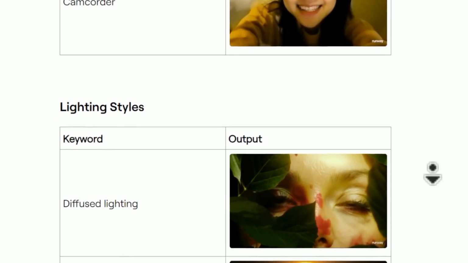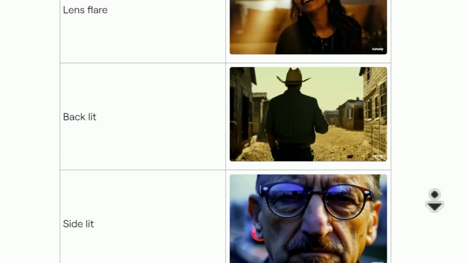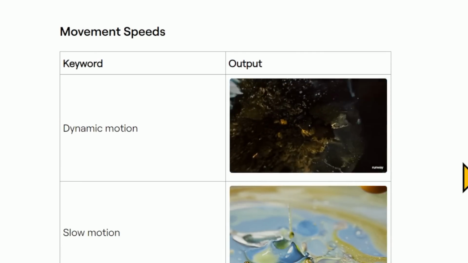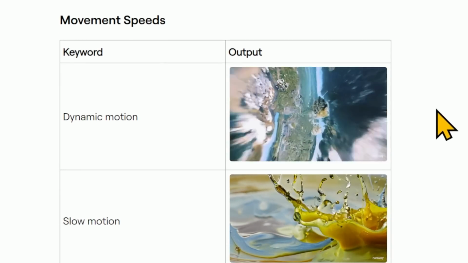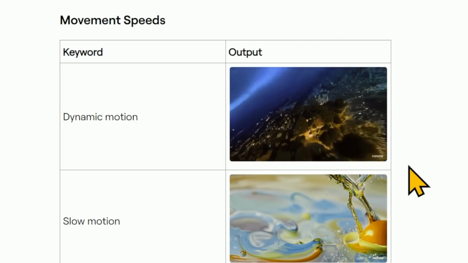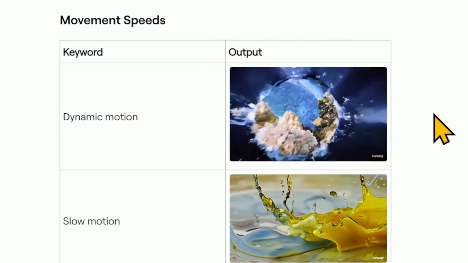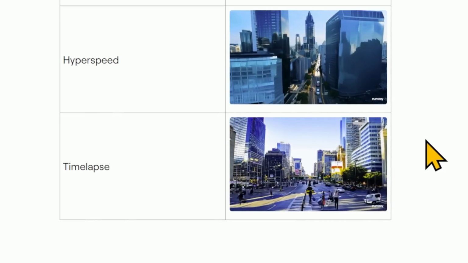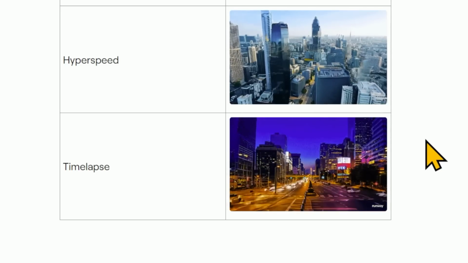You can also specify lighting styles: diffuse lighting, silhouette, lens flare, backlit, side lit, various colors or Venetian lighting. Then movement speeds. This one is very useful. If you want some crazy flying action, say dynamic motion. In fact, for my drone shots, I started getting some really good looking drone shots when I added this dynamic motion keyword to the prompt. We can also do slow motion and even have hyperspeed and time lapse, two kind of different ones, depending on what kind of look you're trying to capture.